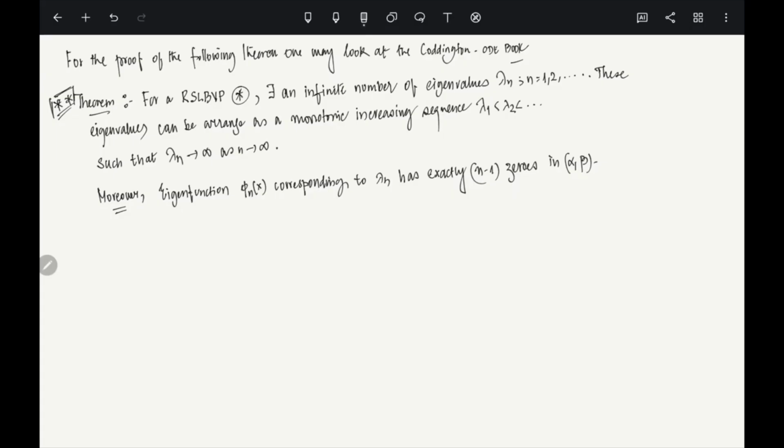Now let's look at some examples of singular Sturm-Liouville boundary value problems. For the regular Sturm-Liouville boundary value problem, we have some good ideas.